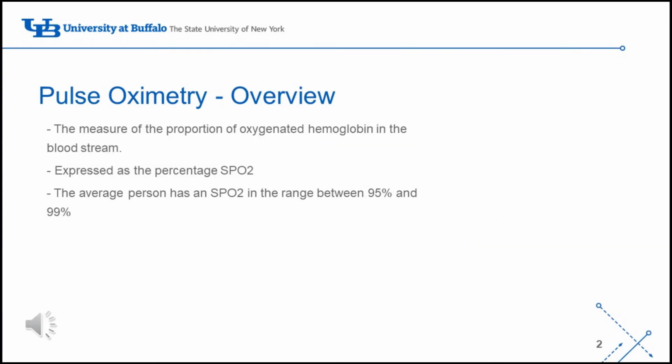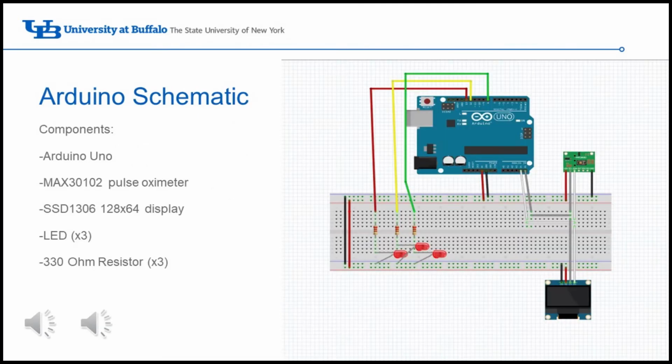Just a quick overview, pulse oximetry is the measure of oxygenated red blood cells in your bloodstream. The average person has an SpO2 between 95 and 99%. Now, as you can see in the schematic, my system utilizes an Arduino Uno, a MAX30102 pulse oximeter device, a SSD1306 128 by 64 display, 3 LEDs, and 330 ohm resistors in series with those LEDs.